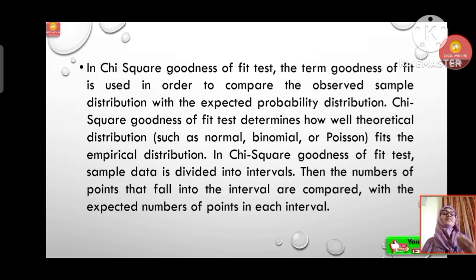In chi-square goodness of fit test, the term goodness of fit is used in order to compare the observed sample distribution with the expected probability distribution. Now, chi-square goodness of fit test determines how well theoretical distributions such as normal, binomial or Poisson fits the empirical distribution. In chi-square goodness of fit test, sample data is divided into intervals.